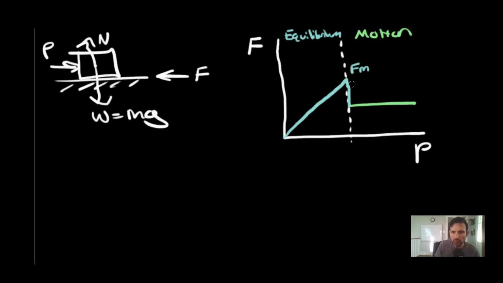maximum. Once you hit this friction maximum force, you can also call it your maximum static friction. Once you hit your maximum static friction, it breaks loose, right? The block breaks loose, and then you see a drop in your friction force.